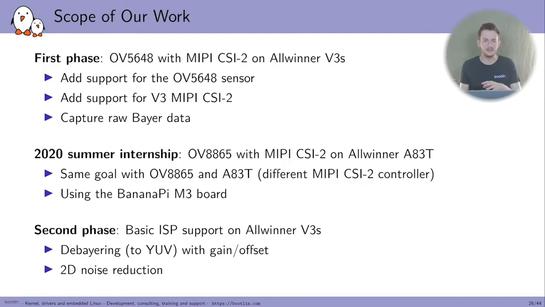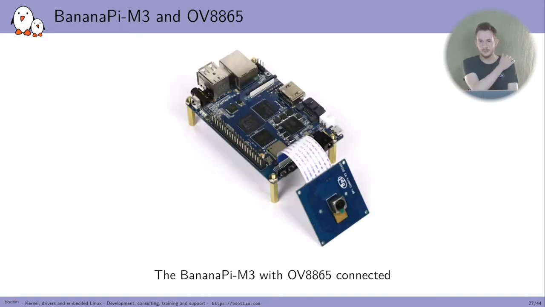And then in a second phase, I added basic support for the ISP, the second generation ISP, with basic features like debayering, so converting from the Bayer representation into RGB and into YUV, with some specific gain and offset for the red, green, and blue components. And I also added support for the 2D noise reduction. So this is the Banana Pi M3, which is the board that was used for the A83T part of the work, which our intern Kevin has worked with.